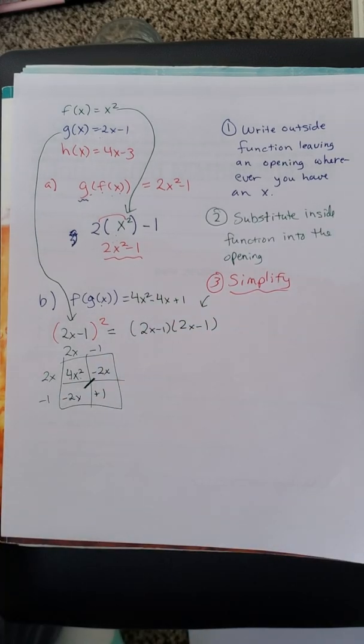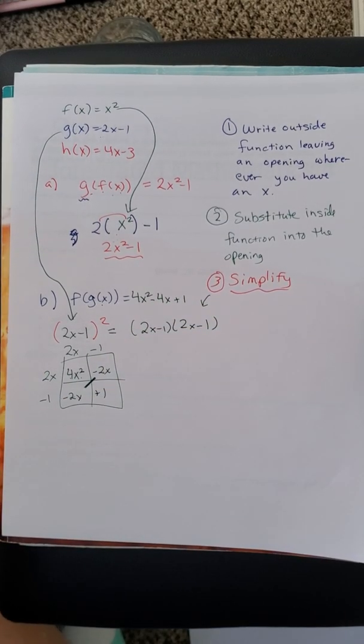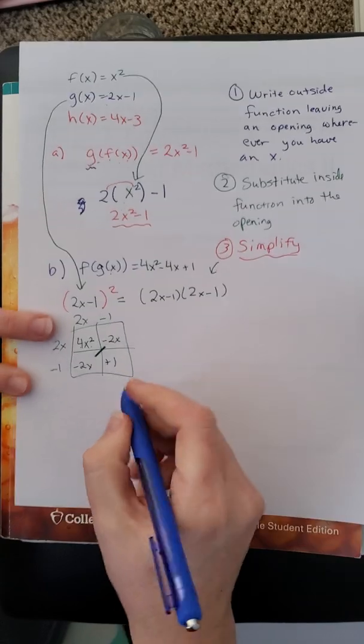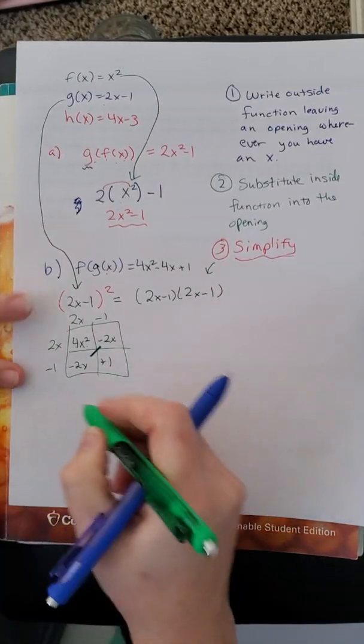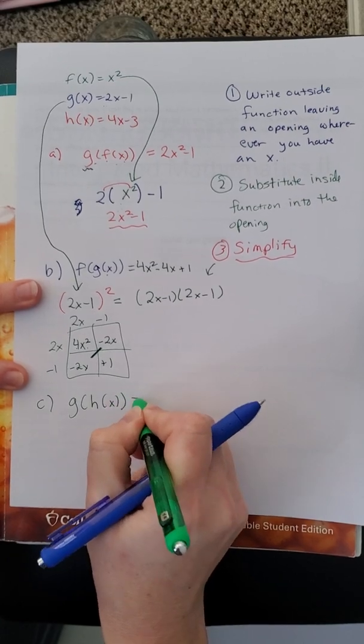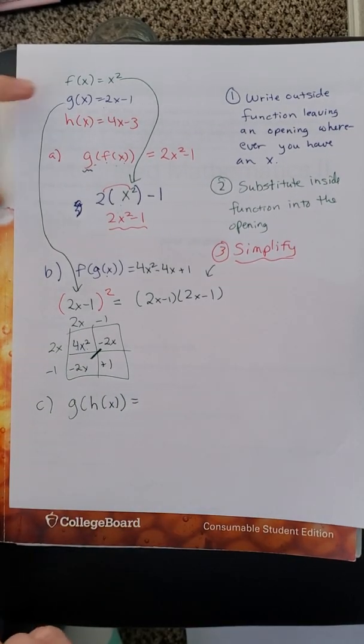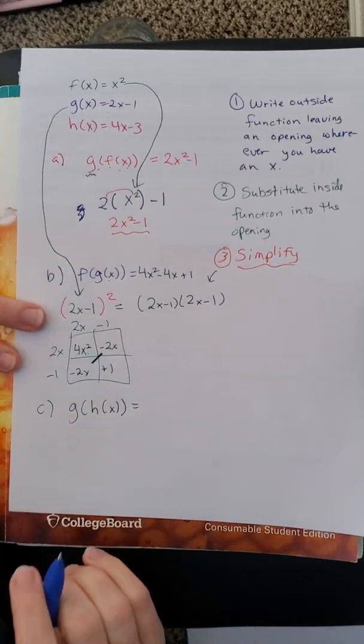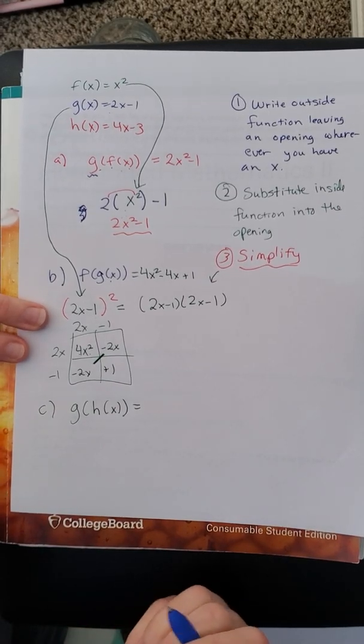All right, I'm going to give you another example to see if you can follow it. So why don't you try this one? Try g of h of x, using these same three functions. So pause here, try it, see if you get it correct.